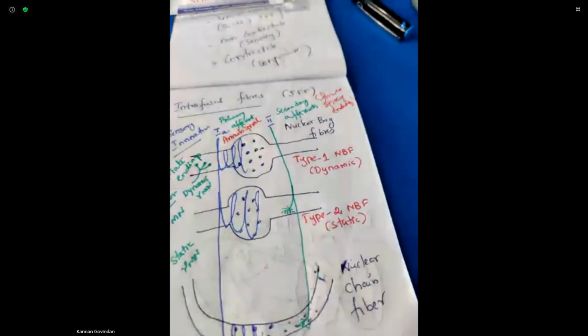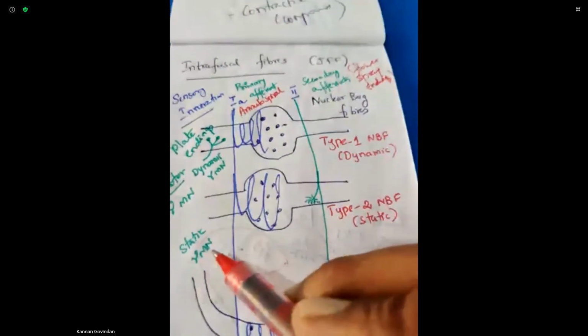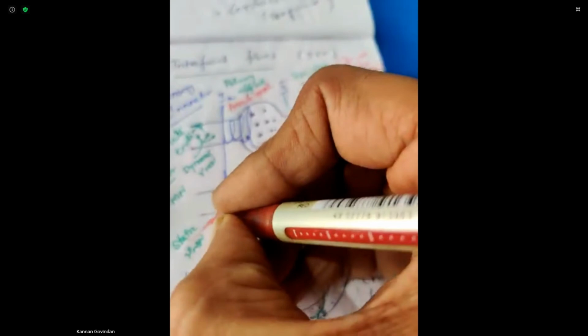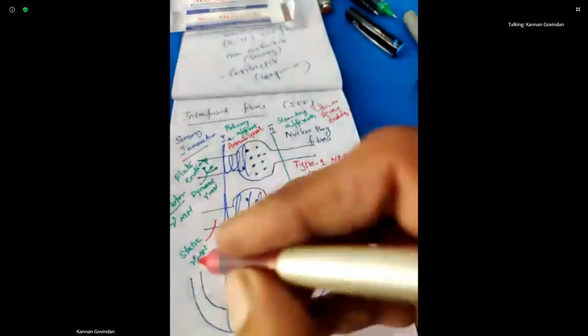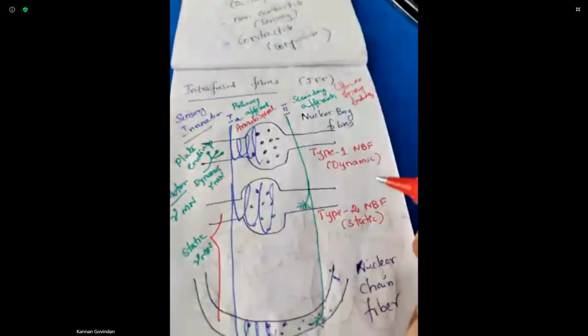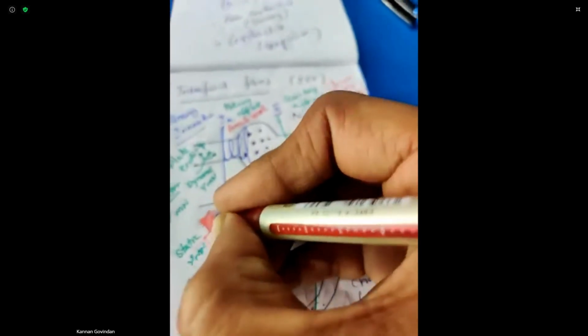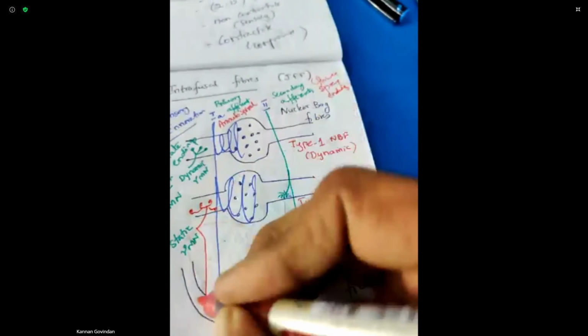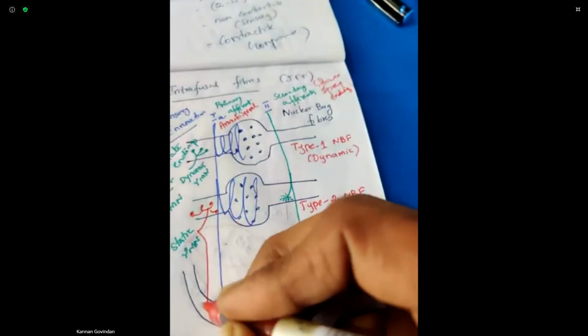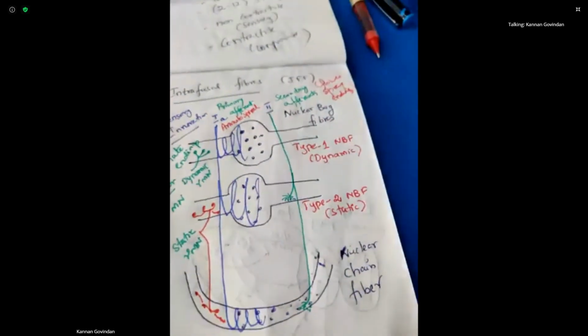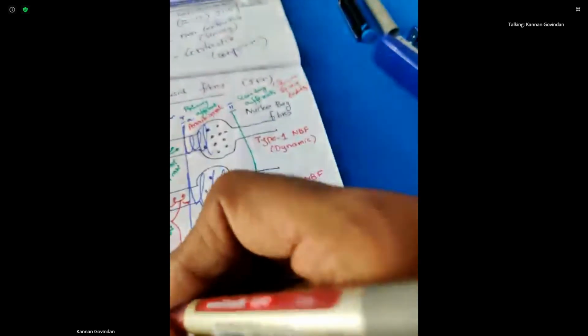The static gamma motor neuron supplies fibers to static nuclear bag fiber and chain fiber. They end as trails. They supply again, they go back, they supply some more fibers like this. They trail like this. These endings are called trail endings.